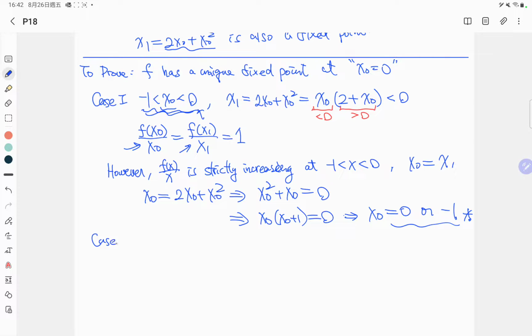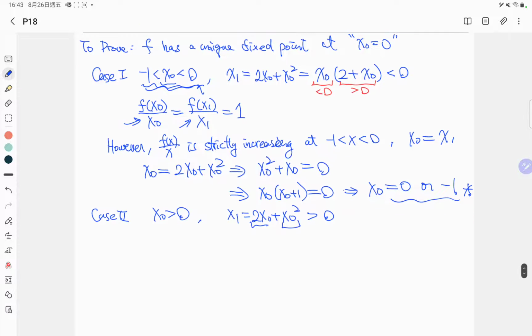So the second case is that x sub 0 is larger than 0. Here we can also find that x1 equals 2x sub 0 plus x sub 0 squared. This term is larger than 0, this term is larger than 0, so when we add them together, it must be larger than 0. In this case, we can also write that f of x sub 0 over x sub 0 equals f of x1 over x1 and equals 1.